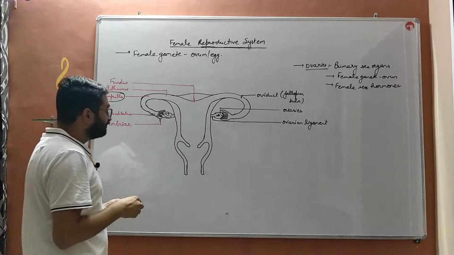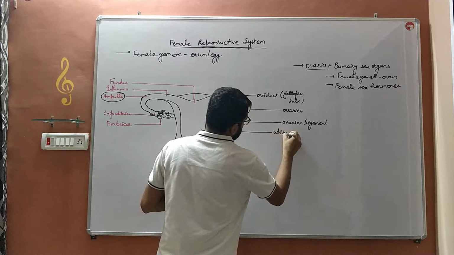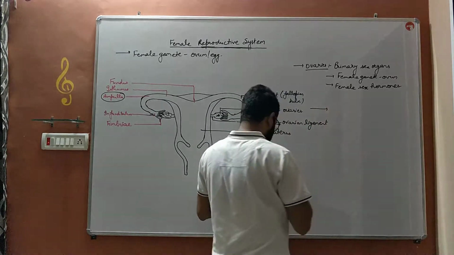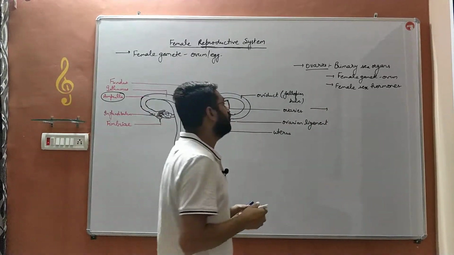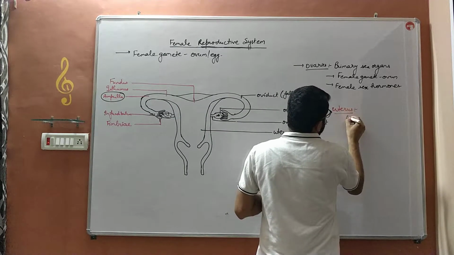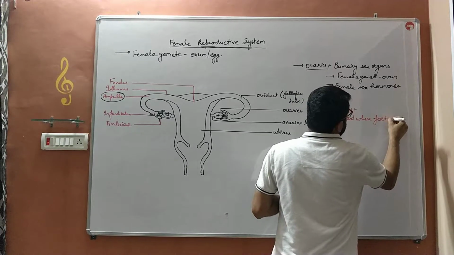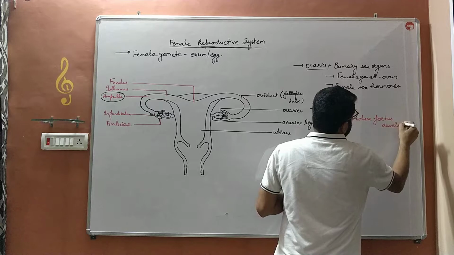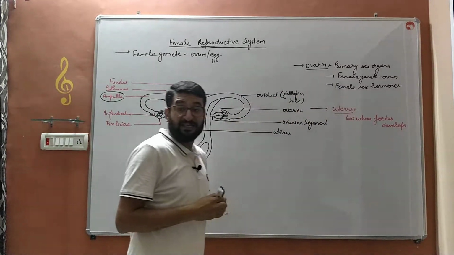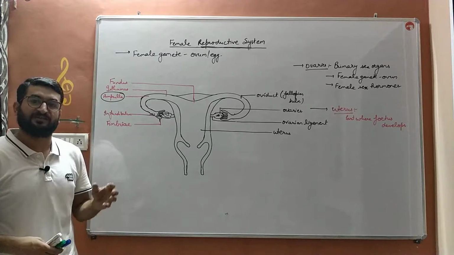Next part is uterus. Uterus is known as mother's womb. Uterus is the part where fetus develops. What is fetus? The developing baby in the mother's womb is known as fetus.